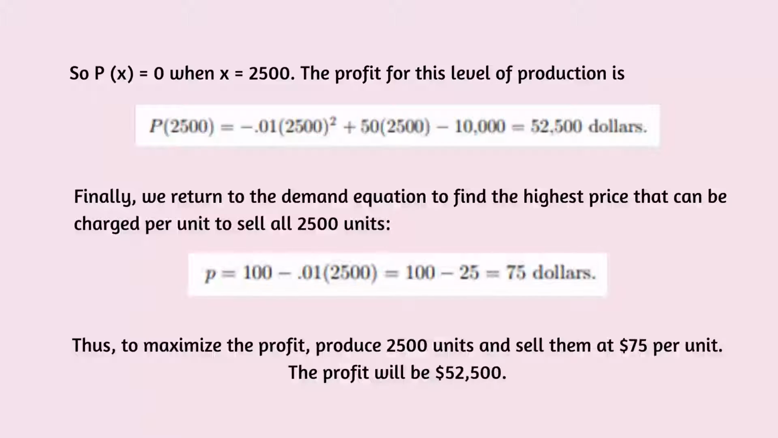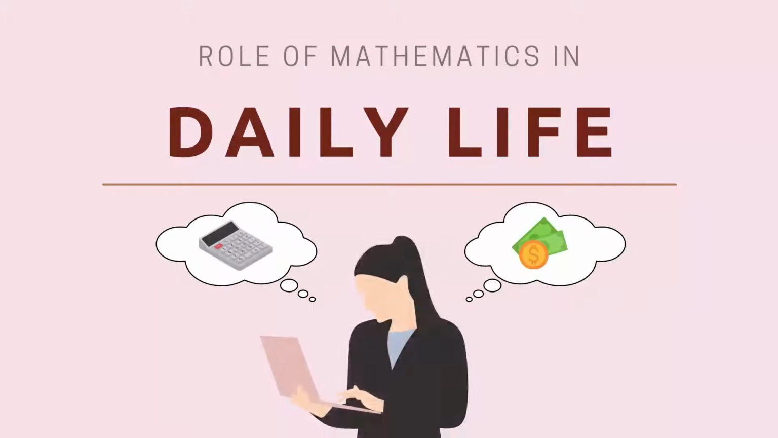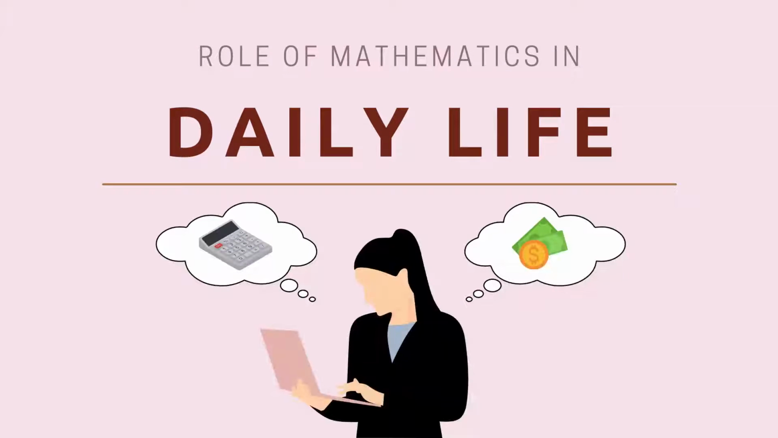$52,500. Finally, we return to the demand equation to find the highest price that can be charged per unit to sell all 2,500 units, where P equals 100 minus 0.01 (2,500) equals 100 minus 25 equals $75. Thus, to maximize the profit, produce 2,500 units and sell them at $75 per unit, and the profit will be $52,500.